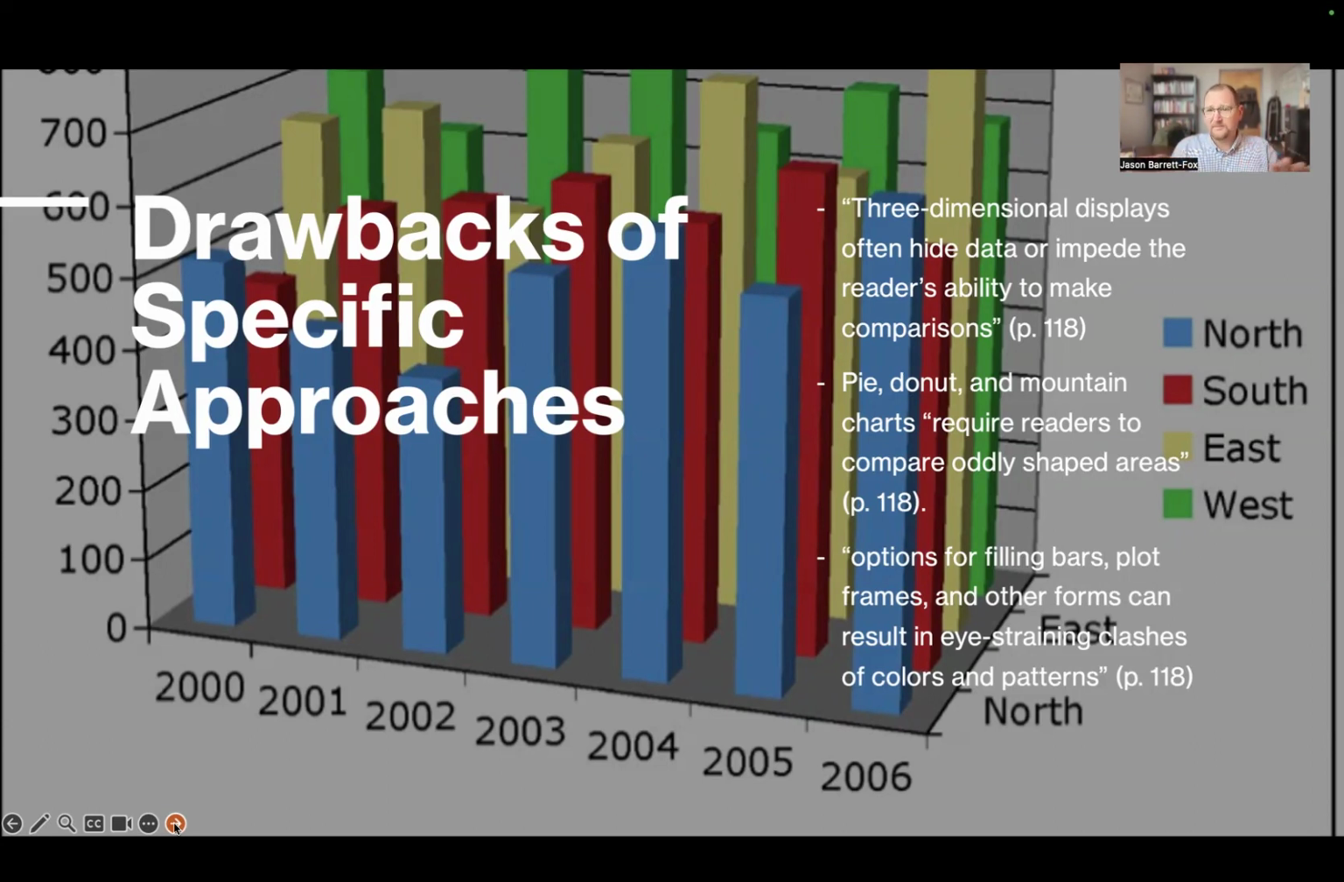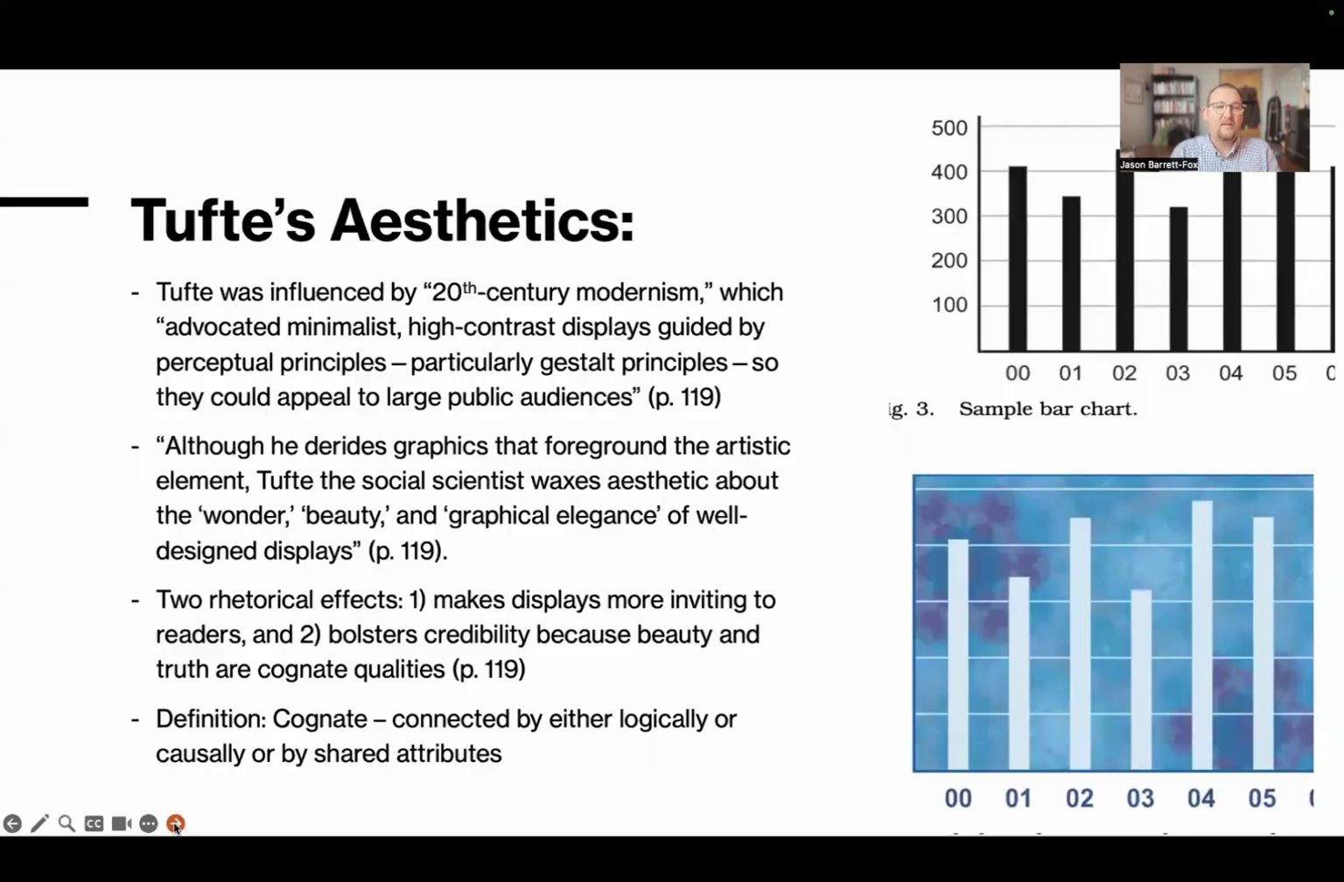We're very used to pie charts, donut charts, mountain charts. And these to me are actually pretty easy to read, but they can require readers to compare oddly shaped areas, and that can be a little too abstract for people. So watch out there. And finally, options for filling bars, plot frames, and other forms can, if you're not careful, result in eye-straining colors and patterns. And I give you an example of what that might look like in the background of this slide. There's just too much going on, right? So our data to ink ratio is really, really off.